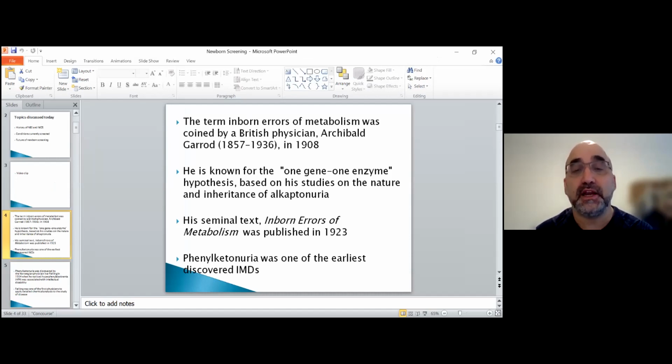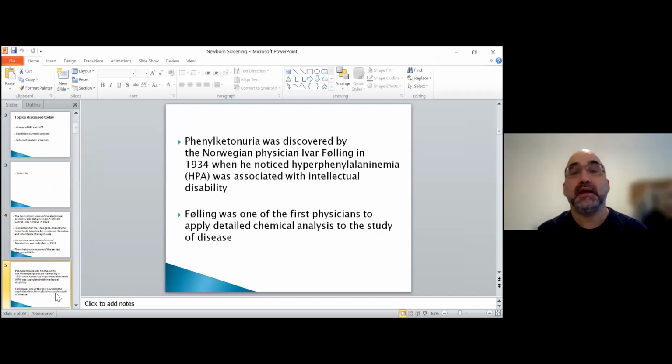PKU, phenylketonuria, was one of the earliest IMDs that was discovered and screened for. It was discovered by Norwegian physician Følling. Are the slides moving?